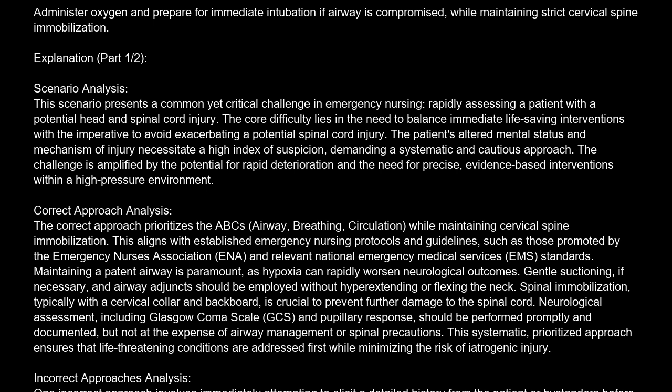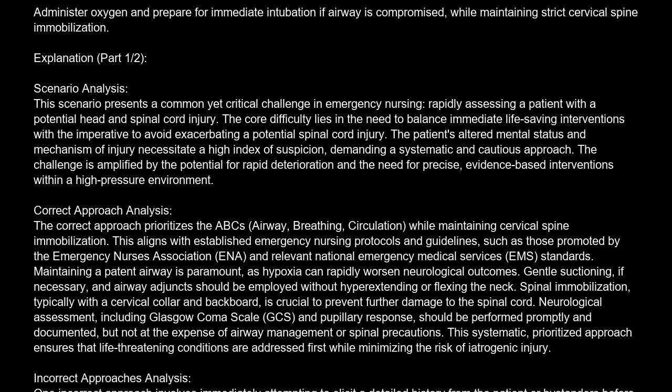Correct approach analysis. The correct approach prioritizes the ABCs: airway, breathing, circulation, while maintaining cervical spine immobilization. This aligns with established emergency nursing protocols and guidelines, such as those promoted by the Emergency Nurses Association (ENA) and relevant National Emergency Medical Services (EMS) standards. Maintaining a patent airway is paramount, as hypoxia can rapidly worsen neurological outcomes. Gentle suctioning, if necessary, or an airway adjunct should be employed without hyperextending or flexing the neck.